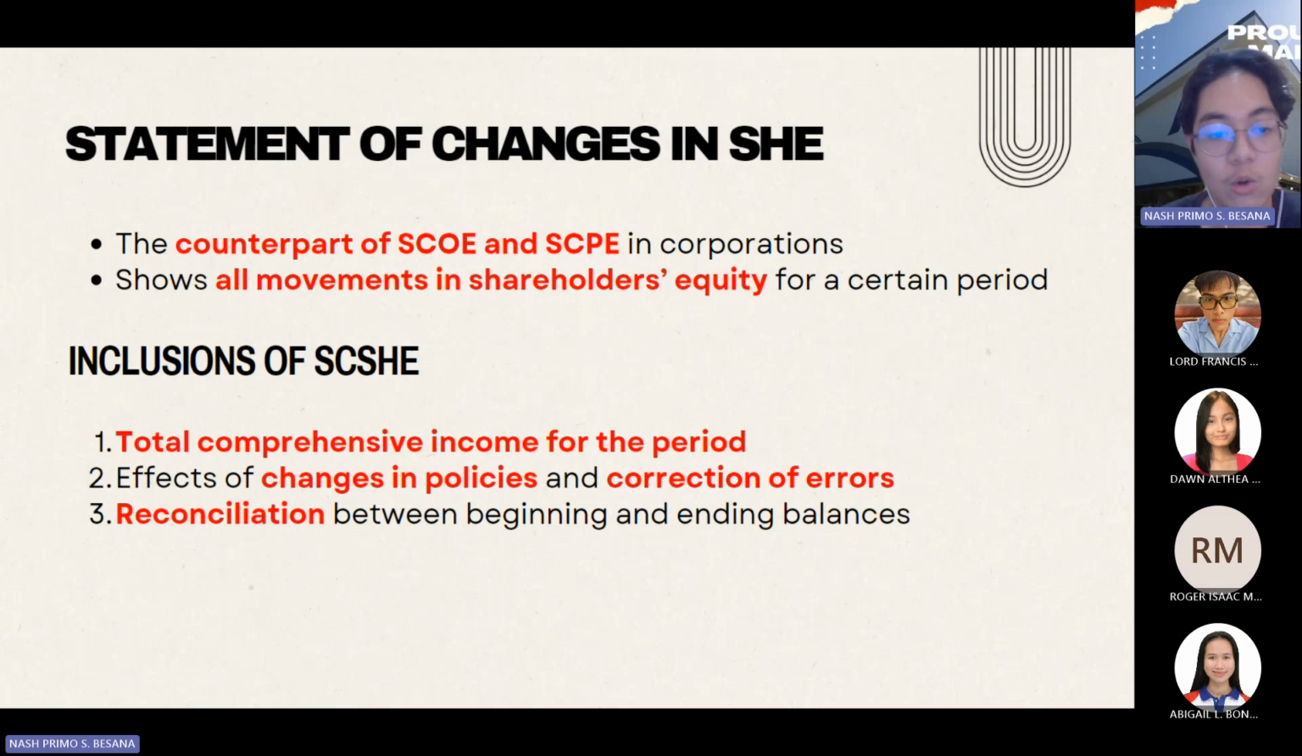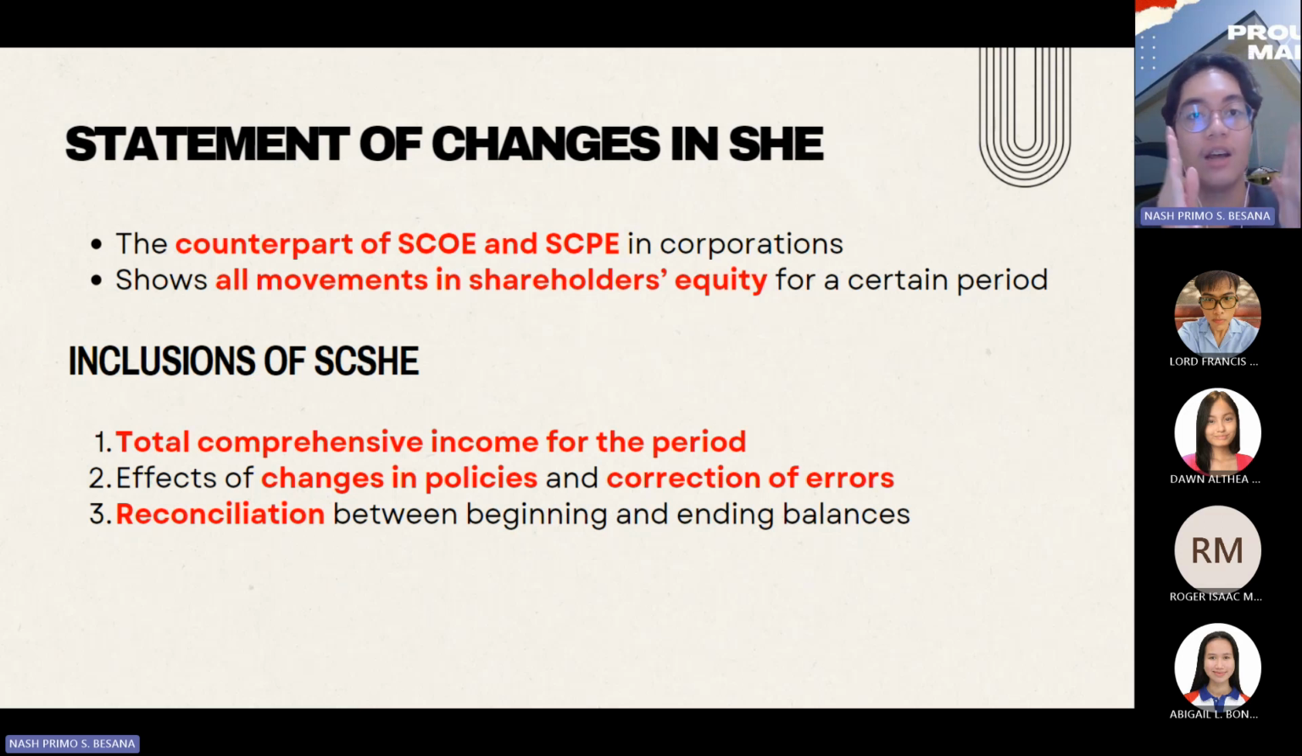And then yung na-mention ko kanina, reconciliation between beginning and ending balances. So for example, meron kang ordinary share capital at the beginning na 1 million pesos, tas end of the year, 2 million pesos na siya. Kailangan mong ipakita yung plus and minus na ginawa mo para mag-arrive sa 2 million in this financial statement.